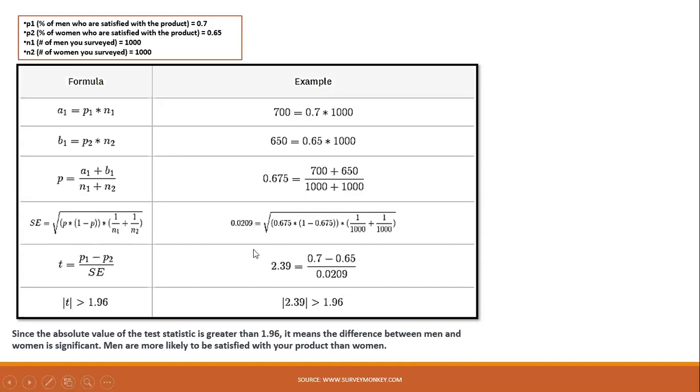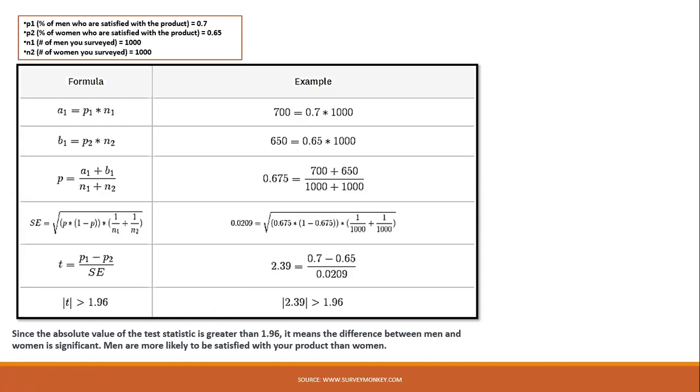So the answer is 2.39. Now, is 2.39 greater than 1.96? It is, right? So 2.39 is greater than 1.96. It means that the difference between men and women is significant.